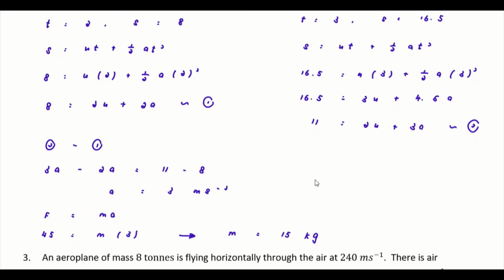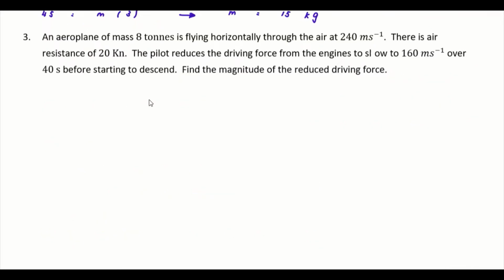Okay, so now let's look at number 3 and 4, where you have more than one force, and you can see there's air resistance. All right, number 3: an aeroplane of mass 8 tons is flying horizontally through the air at 240 meters per second. Let's write down the information because it's quite a lot in this question. The mass is 8 tons, so that's 8,000 kg. It's flying horizontally at 240 meters per second, so we assume the initial velocity is 240.